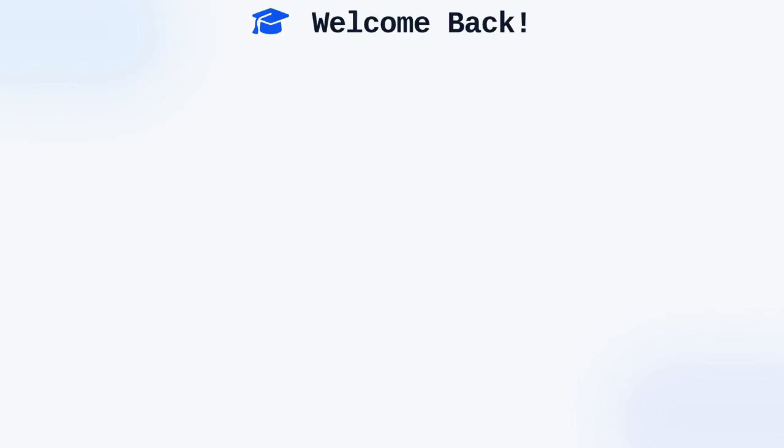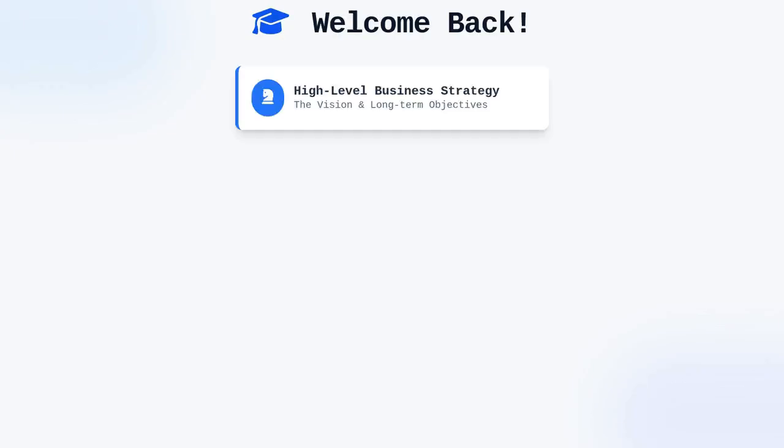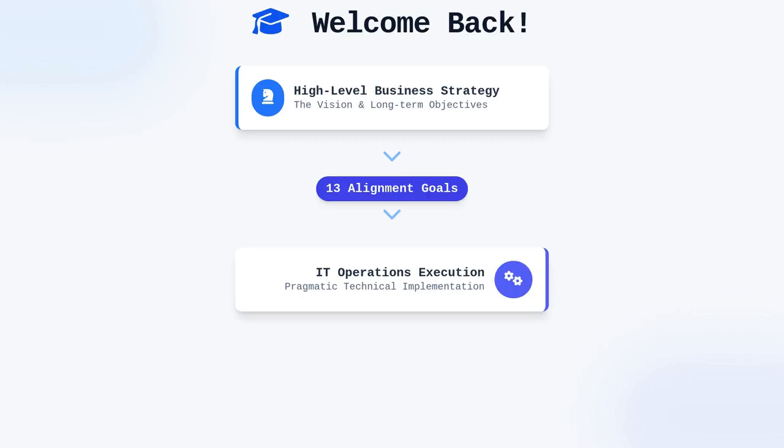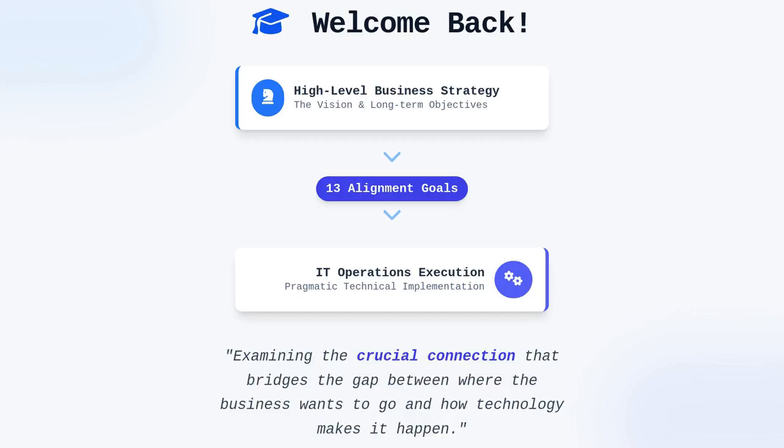Welcome back. In this lesson, we will examine the 13 alignment goals, which serve as the crucial connection between high-level business strategy and the pragmatic execution of information and technology operations.